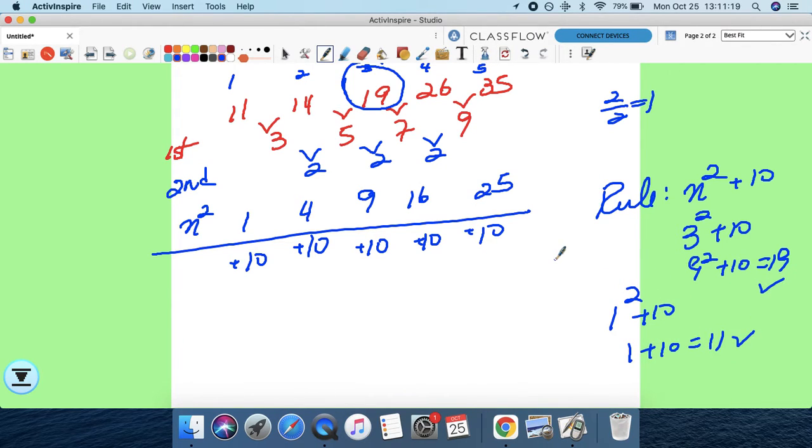Always try a couple of numbers. So the rule for this one is pretty simple. Just n squared plus 10. So yeah, that's it.